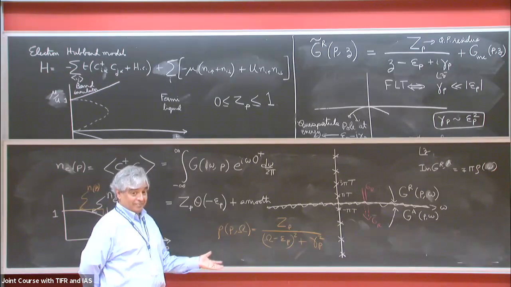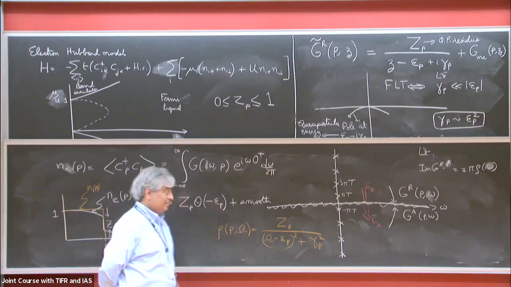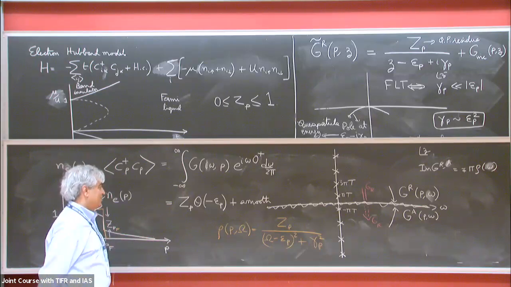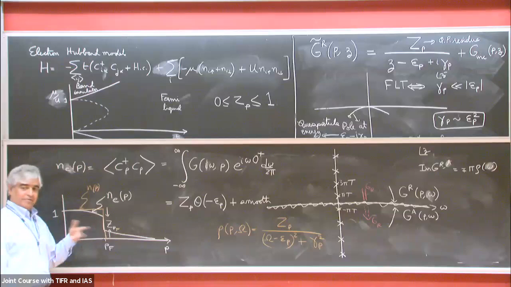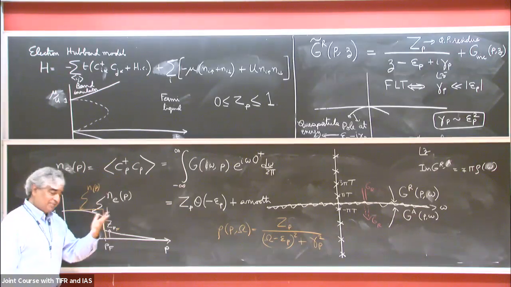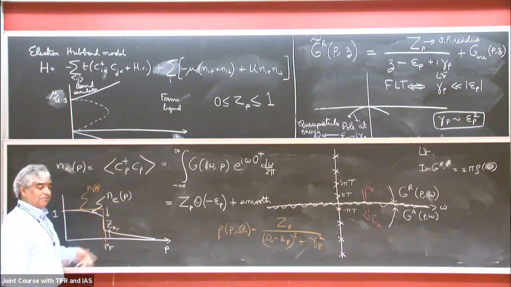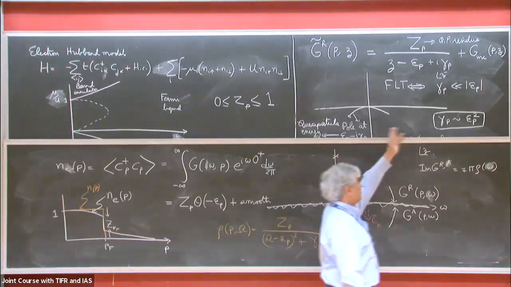Here it's a little more subtle because we don't have any broken symmetry, so we can't use those ideas. But in some very loose sense, you can think of the existence of this discontinuity as some kind of order parameter for the Fermi liquid. But I wouldn't push that analogy too far. It's the quantity which, being non-zero, immediately tells you that you have quasi-particles.